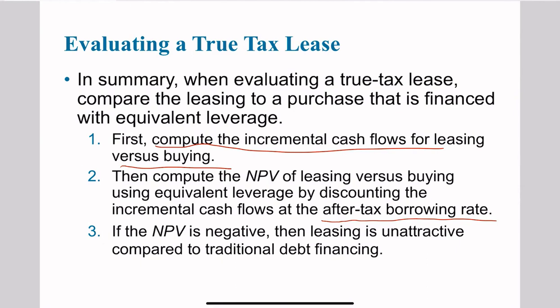And then you will look at the NPV number. If NPV is negative, this basically tells you that leasing is undesirable compared with buying with debt. Of course, if NPV is positive, then this means leasing is preferred to buying with debt.